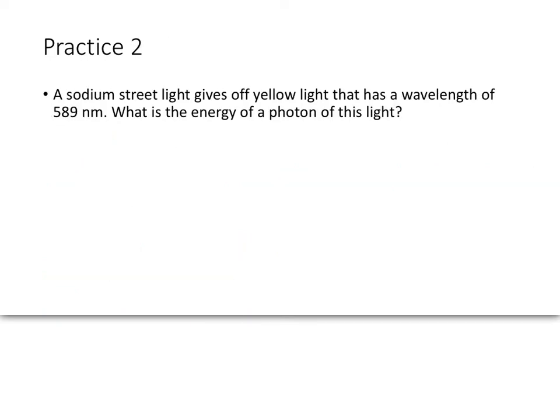And then just to give you an idea, one that might work out for wavelength: a sodium streetlight gives off a yellow light that has a wavelength of 589 nanometers. What is the energy of the photon of this light? For this one, I want to use this equation, but I don't know frequency. So to find frequency, I'm going to use this. Coming from the fact that the speed of light is equal to frequency times wavelength, I know that frequency has to be the speed of light over wavelength.